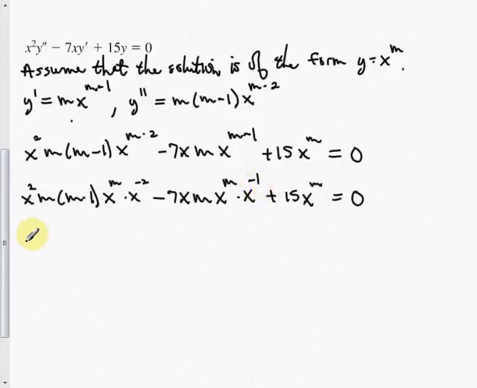So all we have left now is m times m minus 1 times x to the m minus 7 times m times x to the m plus 15 times x to the m is equal to 0. Now, if those exponents and those variables don't cancel out like that, and you're trying to solve, then, man, you better run.